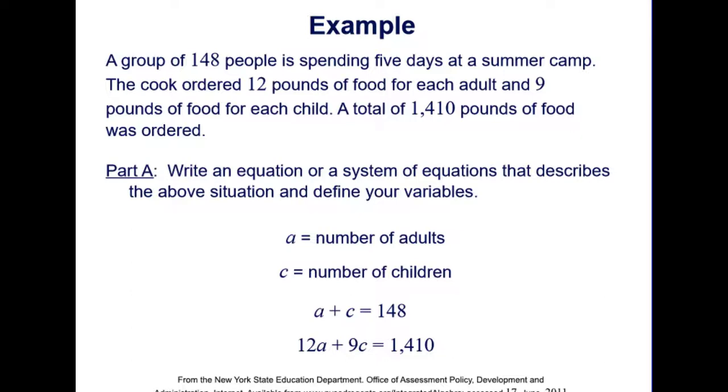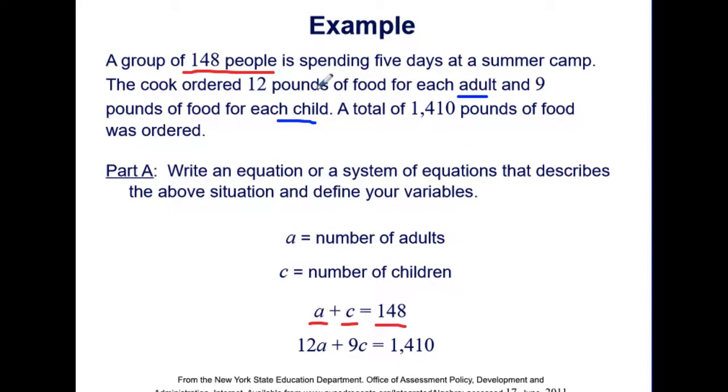So the first thing that I notice when reading this problem is that we're talking about adults and children. We have each adult and each child, so we are going to label our variables A for the number of adults and C for the number of children. Now the first equation is going to come from that we have a group of 148 people. So the number of adults and the number of children should add up to get 148.